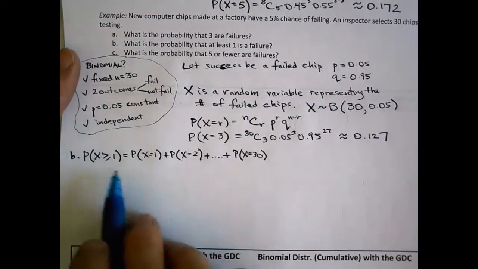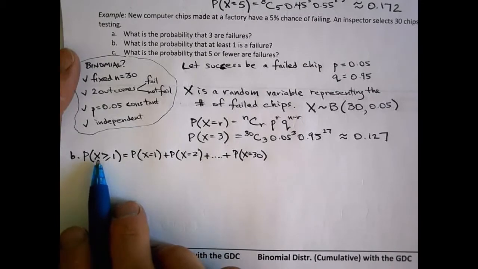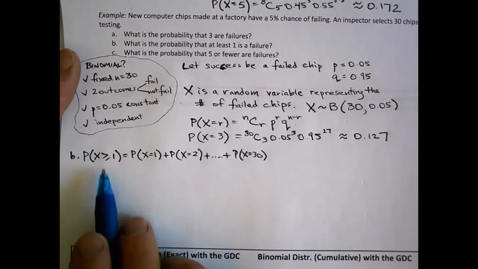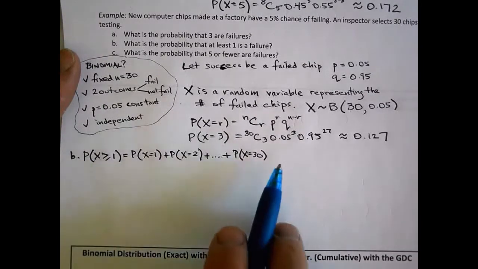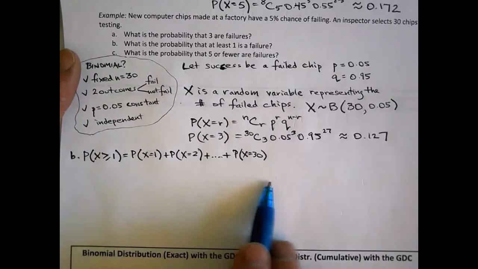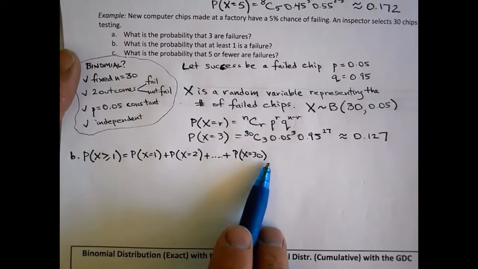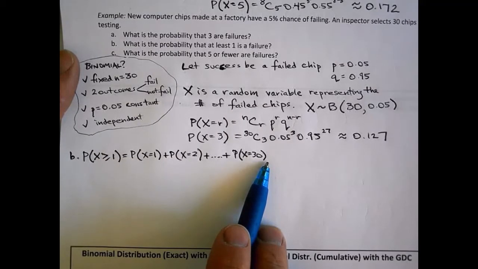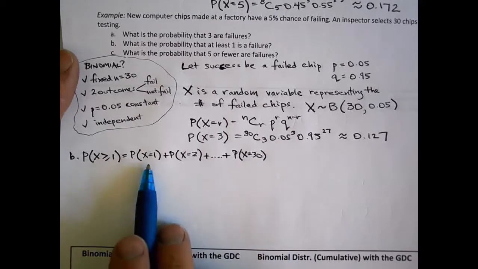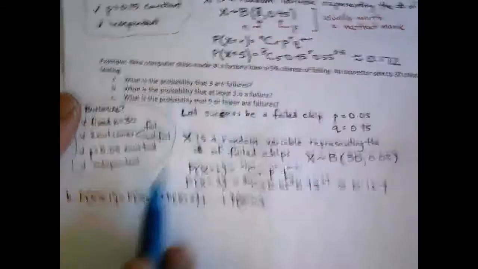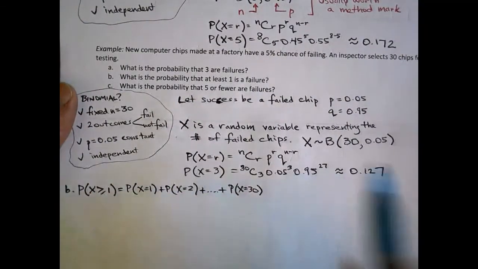Now, a few things here. First of all, you can imagine the giant probability distribution table, right? X can be any value from 0 to 30, and then we have probabilities for each of them. This is basically asking you to add up 29 of those probabilities. This would take a long time, right? You'd have to apply this formula to each one of these and then add them all up.